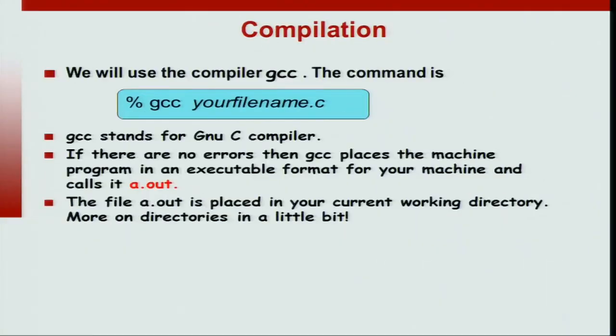Okay. So name your file whatever you want. Let's call it your file name .c, and then gcc your file name .c. It will produce the executable file. If you are on Linux, the executable file that it creates is called a.out. If there are no errors and you look at your directory, there will be a new file called a.out in your directory, and we will explain the directory structures in another session.